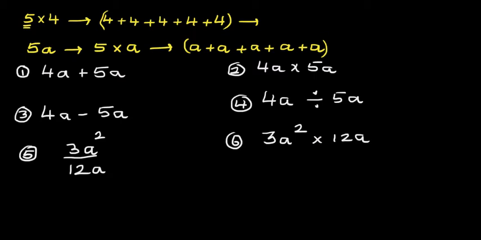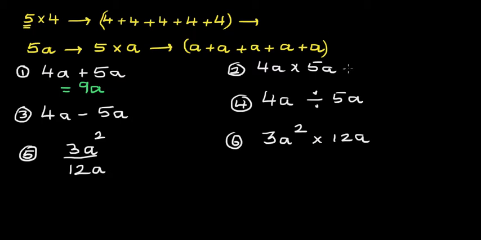From yesterday's lesson, hopefully you should be able to tell me the answers. So how do you read this? This is 4 lots of a plus 5 lots of a, which is of course 9a.